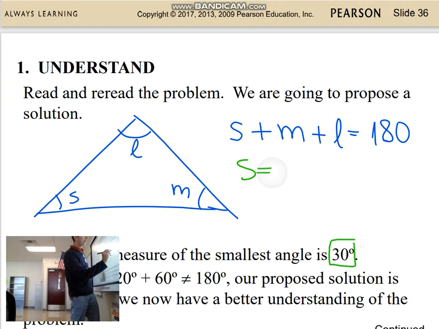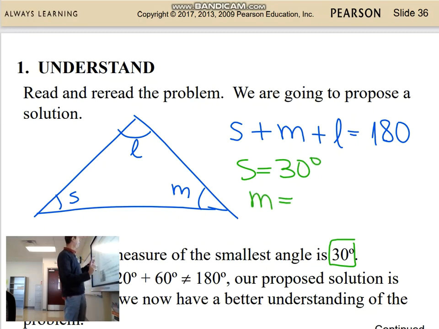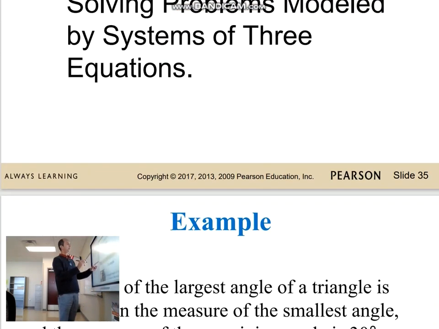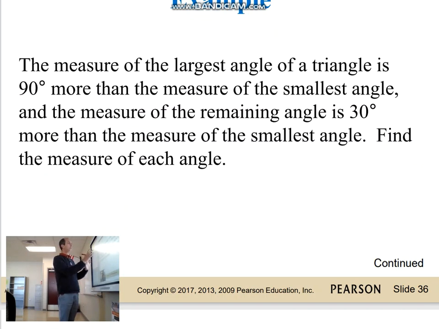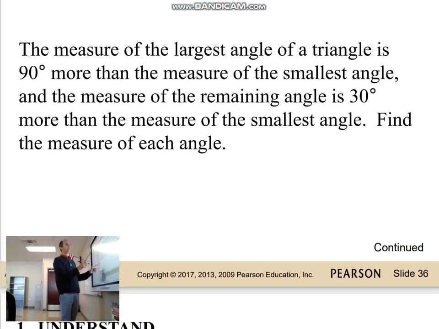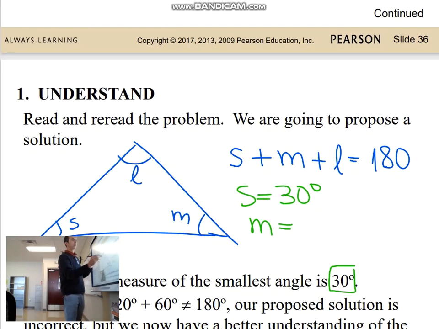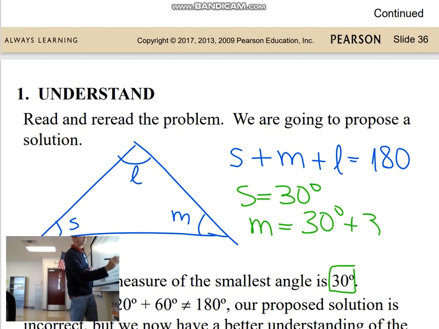If the smallest angle is 30 degrees, the middle angle is going to be what? Check the question: the middle angle is 30 degrees more than the smallest angle, right? So 30 degrees plus 30 equals 60 degrees, the middle angle.